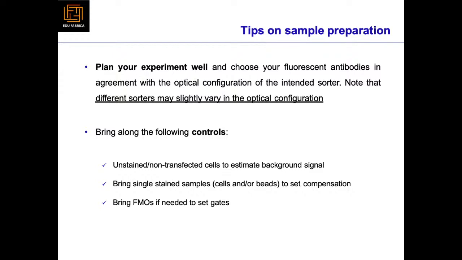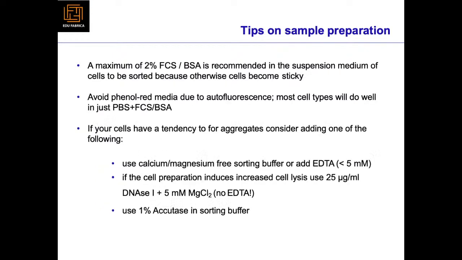Some quick tips while preparing your samples. Plan your experiments well. Choose a fluorescent antibody in agreement with the optical configuration of the instrument sorter. Bring along the following controls: unstained and non-transfected cells to estimate background signal. Bring single stained samples to set compensation. Bring FMOs if needed to set gates.